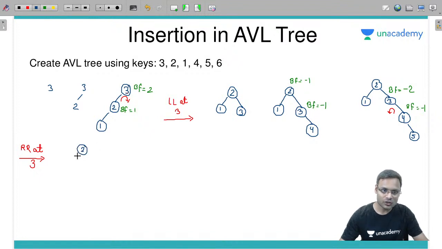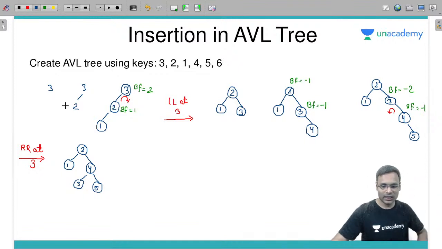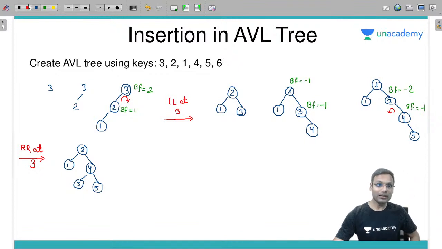So 3 will be like this. Above 3 will be as it is, 2. Left is 1. And rotation is with respect to 3. So 4 will come up. Left will come 3, right will come 5. This is the tree and this is a balanced one. Now next insertion 6. Let's insert 6 in the tree.